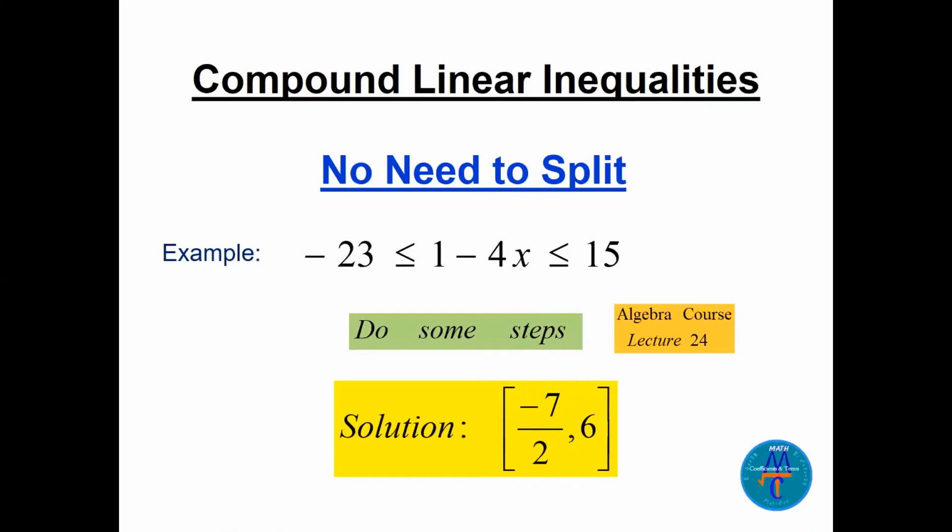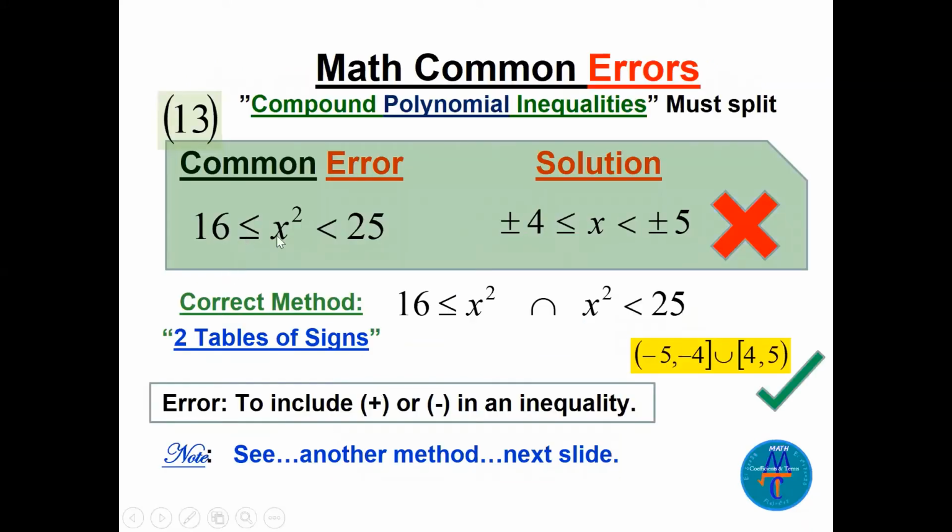Now, we will look at math common errors number 13. 16 less than or equal to x squared less than 25. This is closed, this is open. That's not the issue. Now here we have a polynomial, or quadratic, not only x. If you have x, that's linear. Now you cannot take the square root like this here, square root of this, square root of this, with plus or minus. We don't have plus or minus in the inequalities.